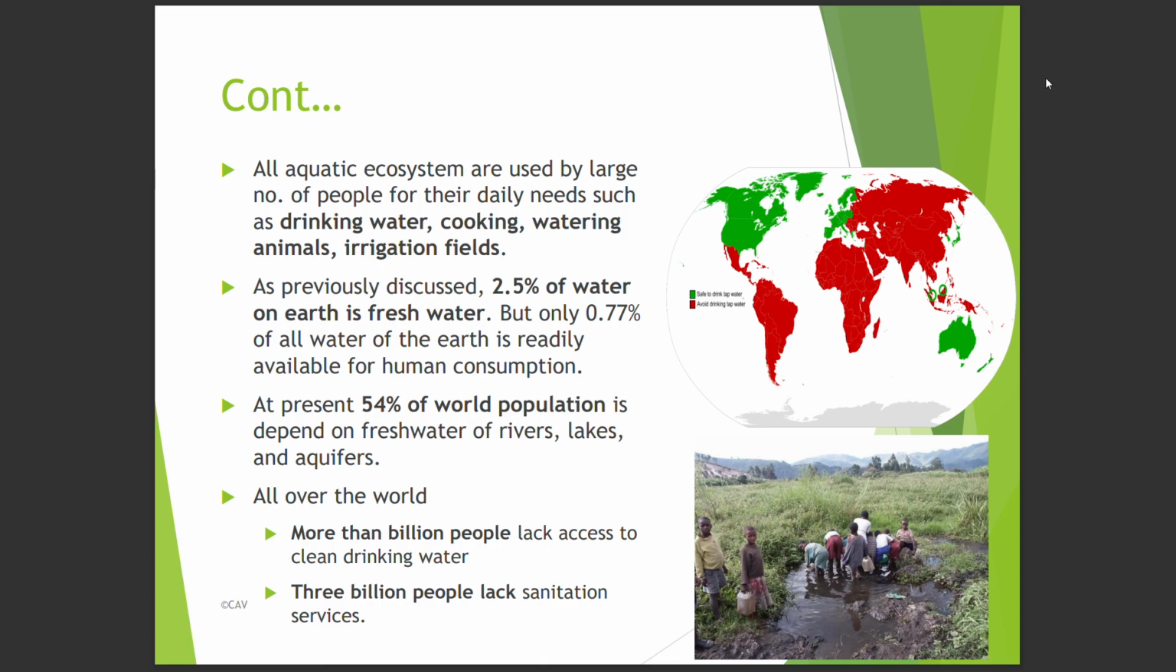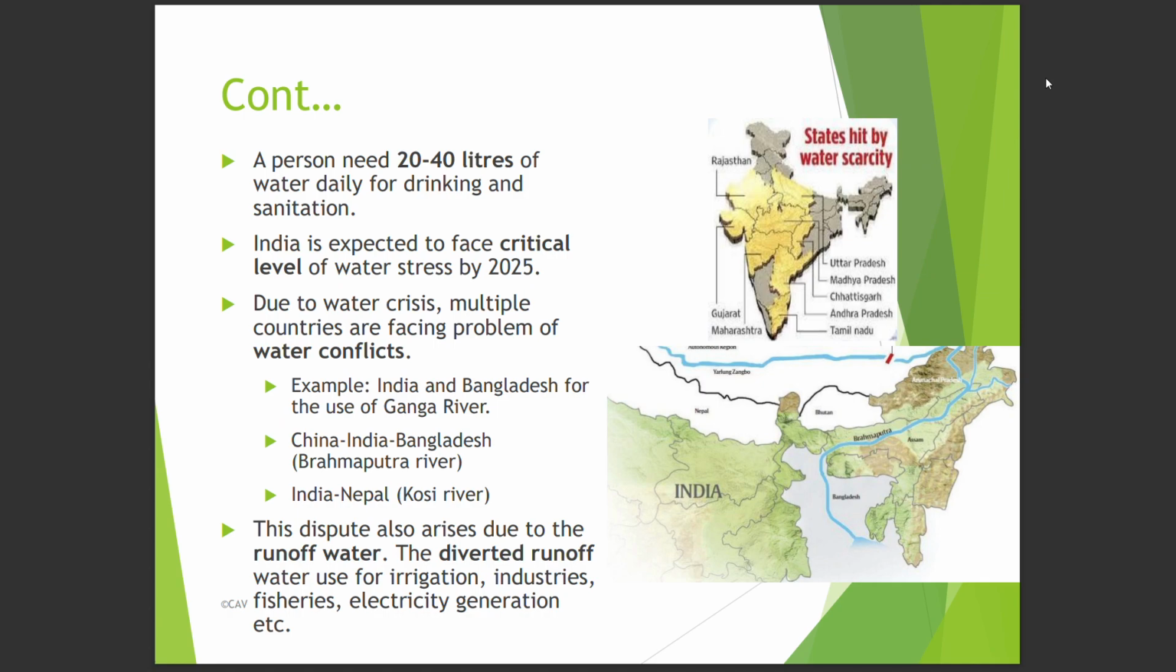At present, 54% of the world population is dependent on fresh water of rivers, lakes and aquifers. All over the world, more than a billion people lack access to clean drinking water. 3 billion people lack sanitation service. A person needs 20 to 40 liters of water daily for drinking and sanitation. India is expected to face a critical level of water stress by 2025.